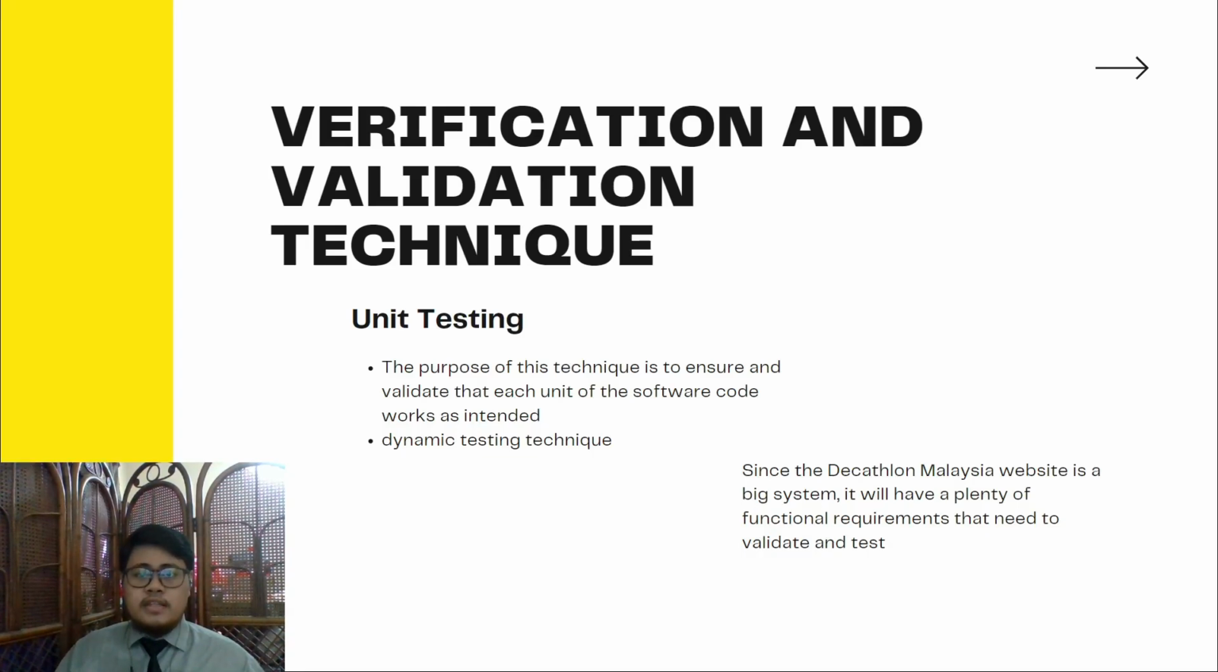As a project manager, the verification and validation technique that I choose is the unit testing. Since the Decathlon Malaysia website is a big system, it will have plenty of functional requirements that need to validate and test. So the purpose of this technique is to ensure and validate that each unit of the software code works as intended, and it is a dynamic testing technique.